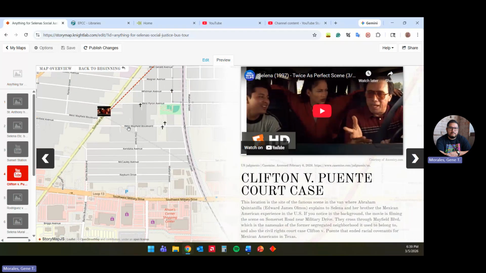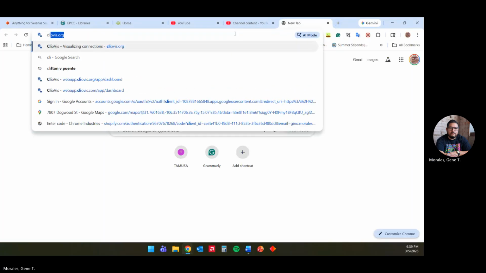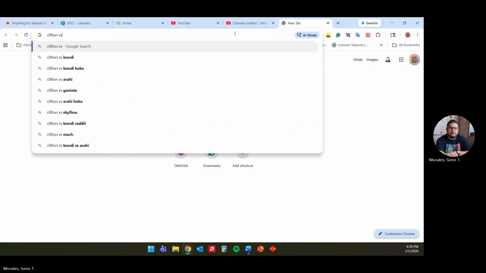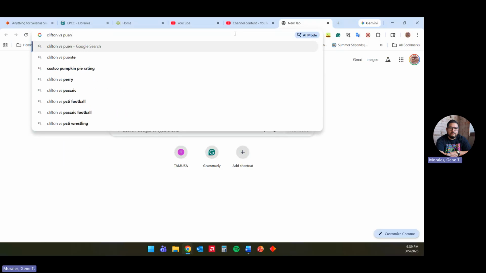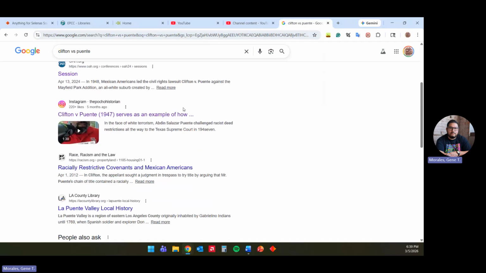And so today we're going to look at a little bit of research on how to find some of these things for this court case, and it's really easy to do so, especially going through different databases that you have. The court case is very unique, so when we actually just Google it, it's just going to come up right here. So I'm just going to Google Clifton versus Bentham.